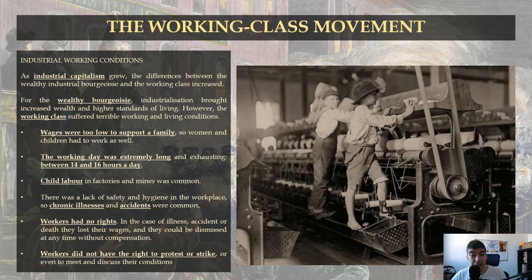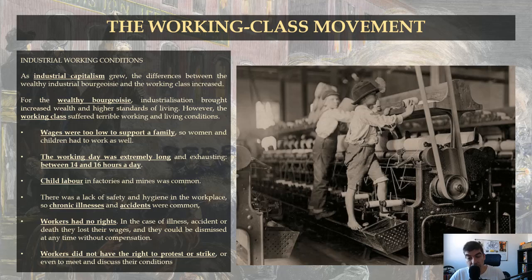However, on the other hand, the working class suffered terrible working and living conditions, and here we have many features of this. Wages, a wage is a salary, were too low to support a family, so women and children had to work as well, okay? Every member of the family. The working day was extremely long and exhausting, up to 14 and 16 hours a day. So you sleep, you work, you sleep, work, you sleep, work. There was no time for leisure.